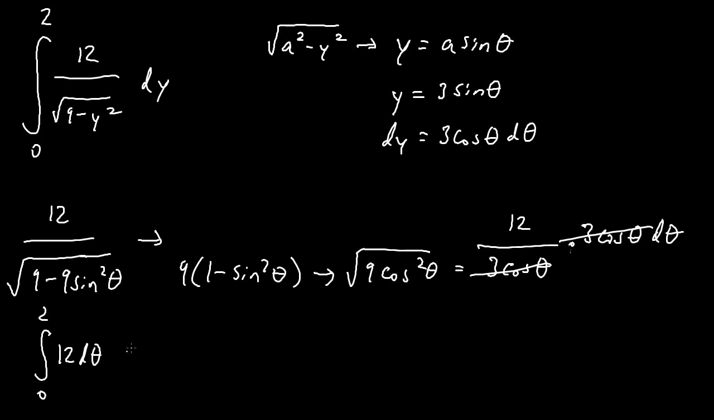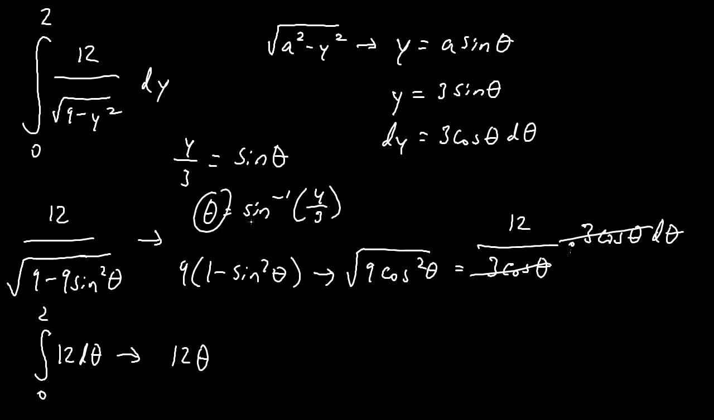Now 12 is just a constant, so the integral with respect to theta is just 12 theta. Now before I evaluate using the y bounds, remember we substituted in theta for y, so now we need to substitute back into y variables. So earlier we said that y equals 3 sine theta. So we can say that y over 3, if you divide by 3, equals sine of theta, so theta is going to equal arc sine or inverse sine of y over 3. So we can make that substitution back. So replace theta with arc sine of y over 3. So I can say 12 times inverse sine of y over 3.